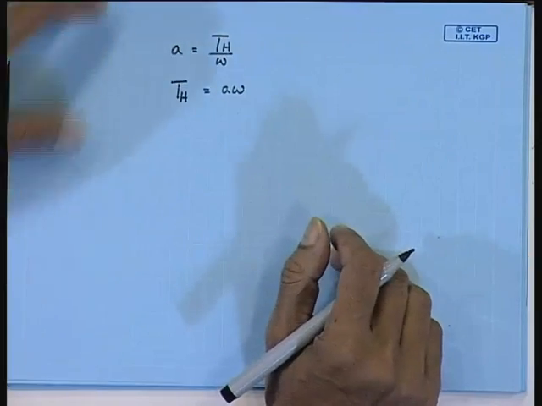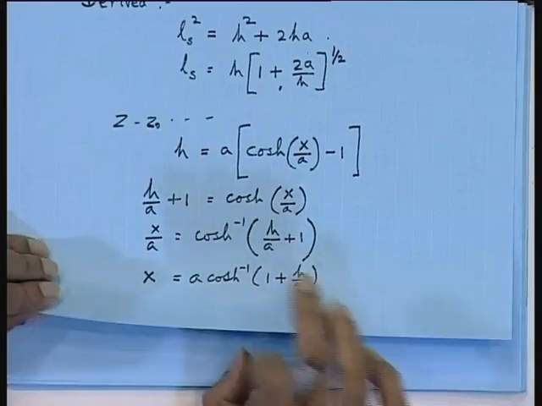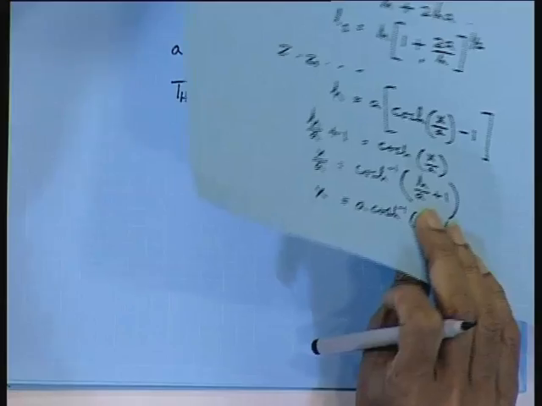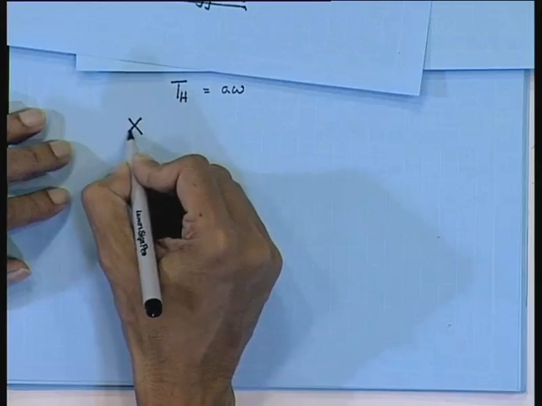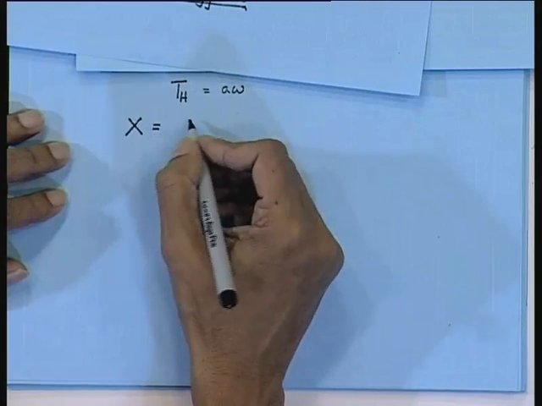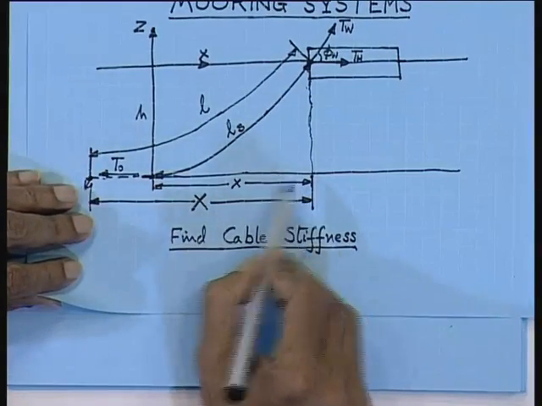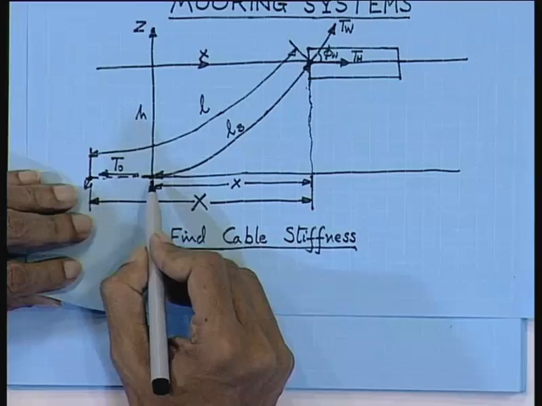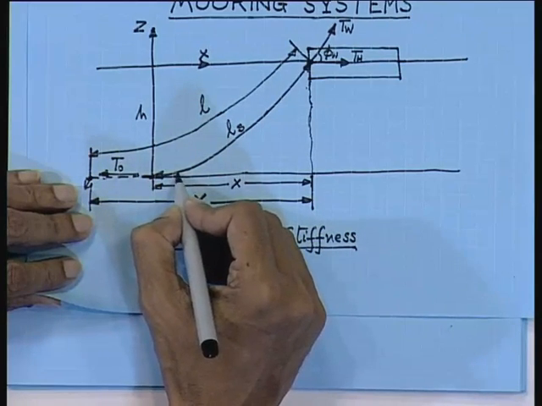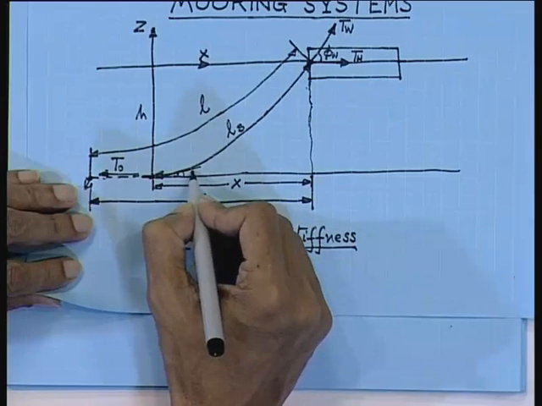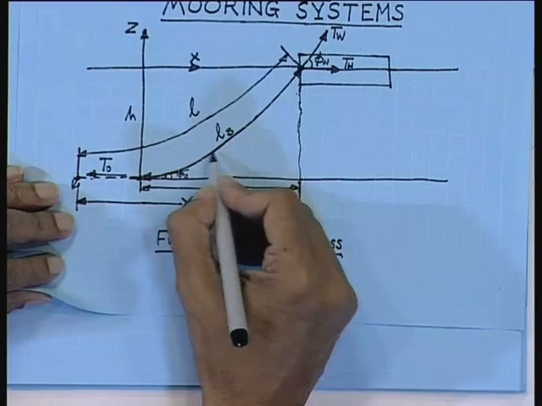So, what is our expression for capital X? The small x we have already derived as A cos hyperbolic inverse of 1 plus H by A. So, capital X, if you look at the diagram, what will you get? In this capital X, it is this distance plus small x. So, how much is this distance? From the horizontal portion, if you take a tangent, this will be phi naught. This is your angle phi.